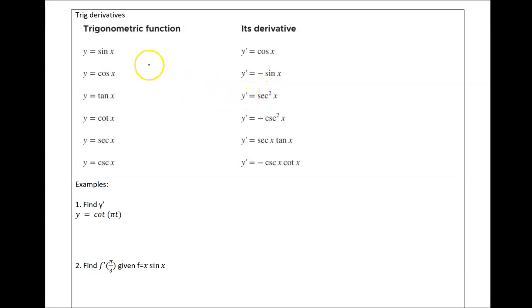All right, ladies and gentlemen, here we're going to tackle the derivatives of our 6 trig functions. So you'll notice right away there's a lot of them and they're quite sort of random. For example, the derivative of sine is cosine, which is pretty simple, but the derivative of cosecant of x is negative cosecant of x, cotangent of x.